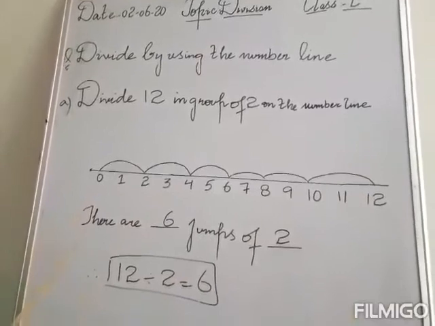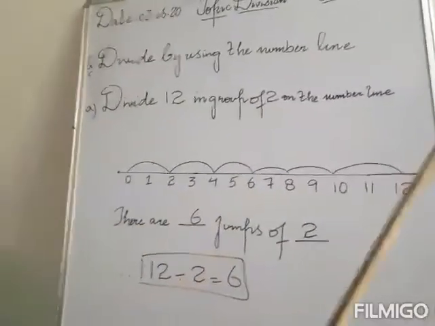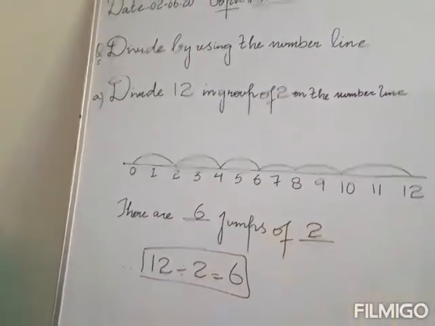So, how many jumps are there in all? There are 6 jumps of 2. This is all about today's lecture.